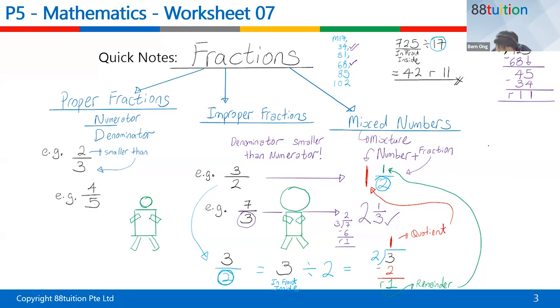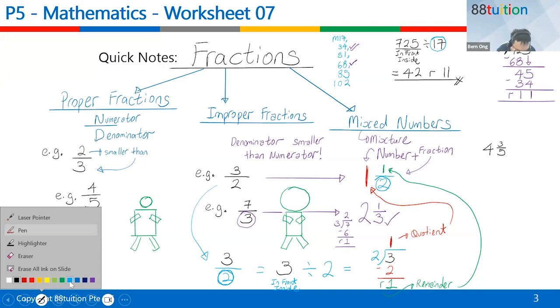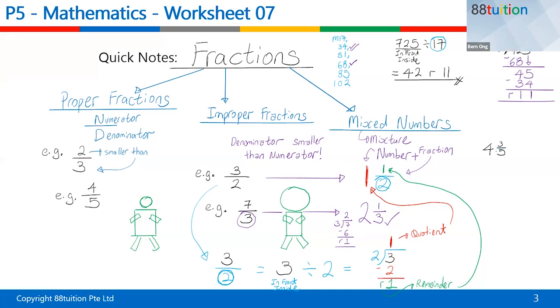For example, you are given 4 and 3 over 5. My advice to you, start from the denominator. Your teacher also taught you this, I believe. Start from the denominator, and you go in a clockwise direction. 5 times 4 first, then plus 3. 5 times 4 is 20. 20 plus 3 is 23. And the denominator is still a 5. The denominator will always be the same. So that's called an improper fraction.